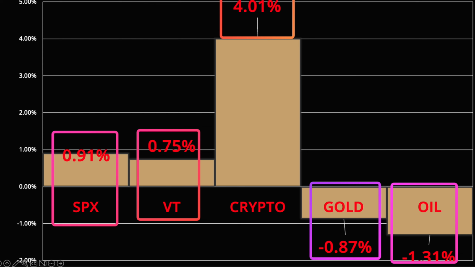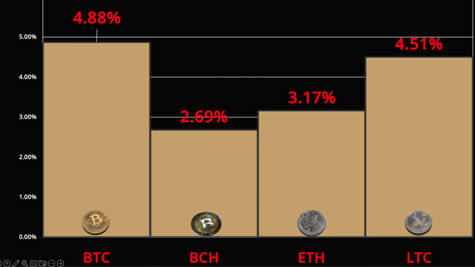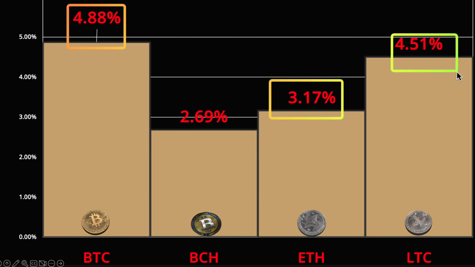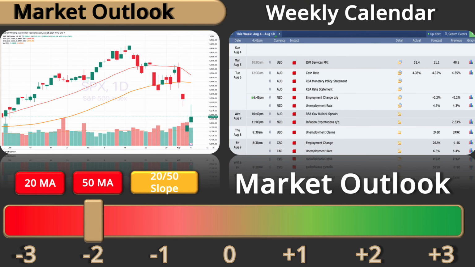So similar price action across the board, and similar in the crypto market, you can see Bitcoin really did the best today, 4.88%. We have Ethereum that's kind of lagging here. Then Litecoin is up 4.51. So there's a bit of a lag between Bitcoin and Ethereum, but overall, pretty similar thing, getting a nice bounce in the markets.